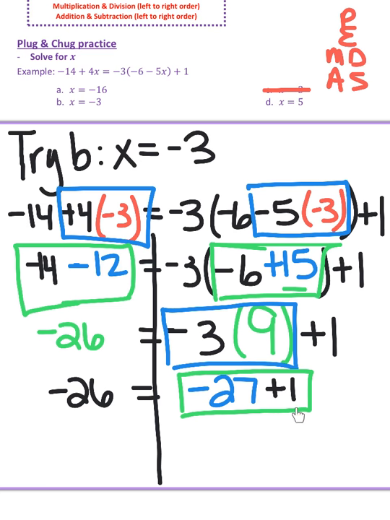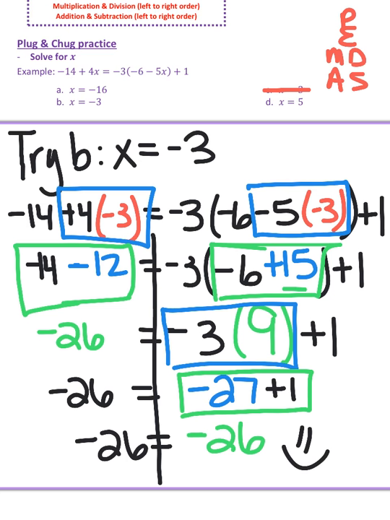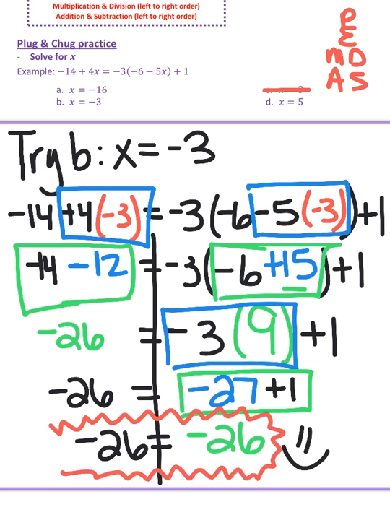27 minus 1 is 26, but it's going to be a negative 26 because 27 is larger. And look what I have. On the left-hand side, I also had a negative 26. So I actually just found my answer, and I know that because at the very end of the problem, I got the same thing on both sides of the equal sign.